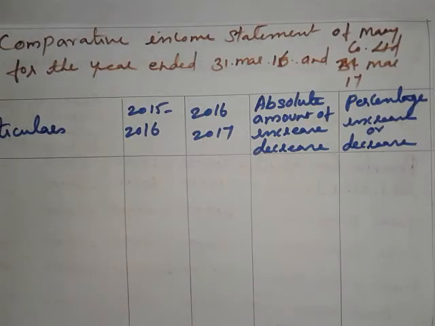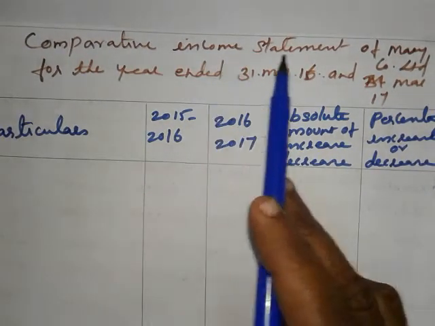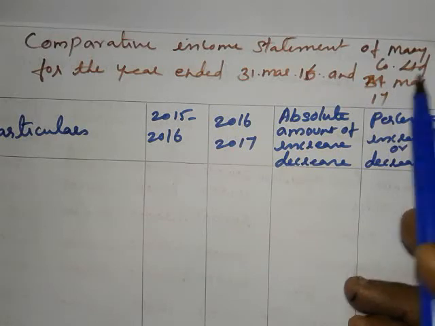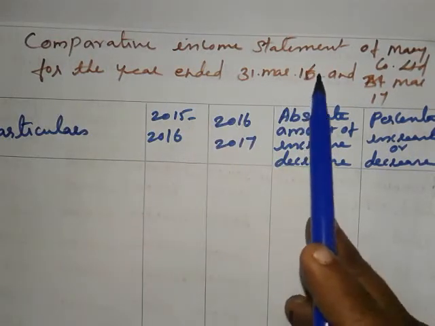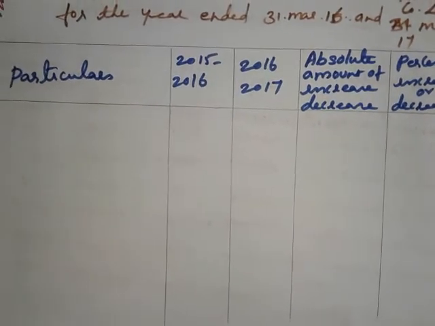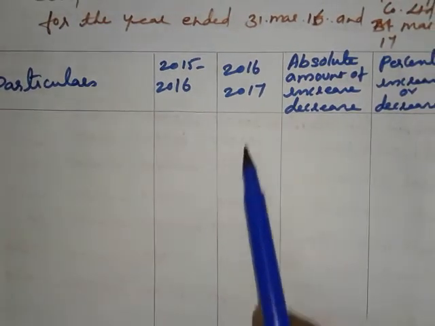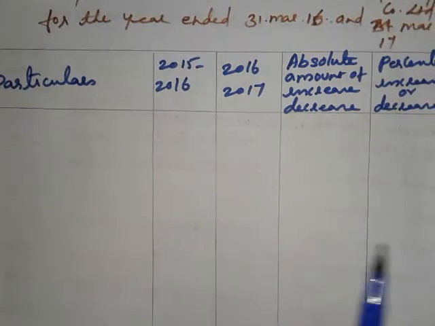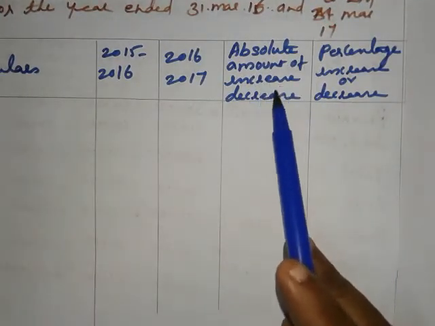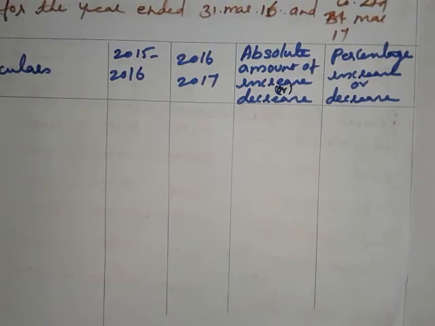Here the heading for this question: comparative income statement of Mary Company Limited for the year ended 31st March 2016 and 31st March 2017. First of all, you have to make a particulars column. Next, 2015-16, one year, 2016-17, one year, and next one is absolute amount of increase or decrease, percentage increase or decrease. This is the column format for a comparative statement.